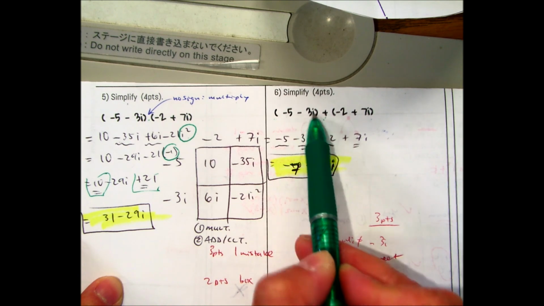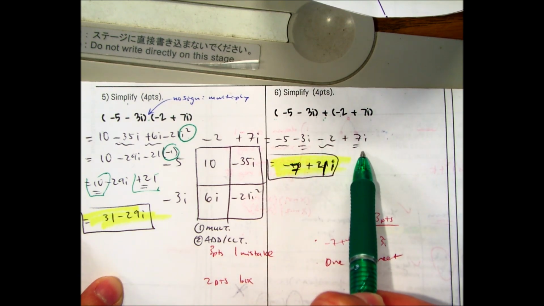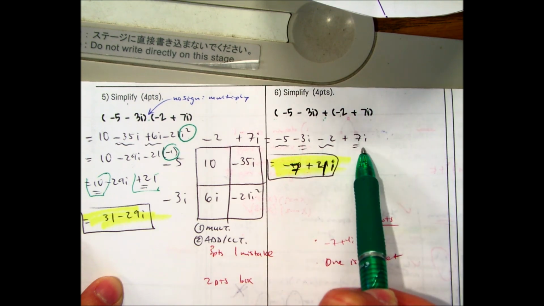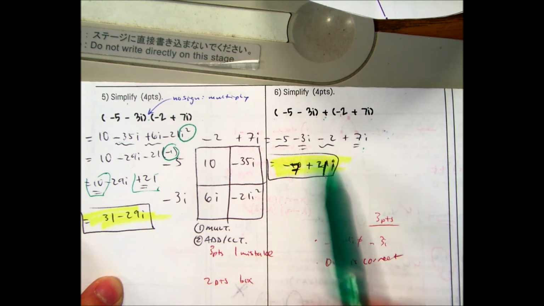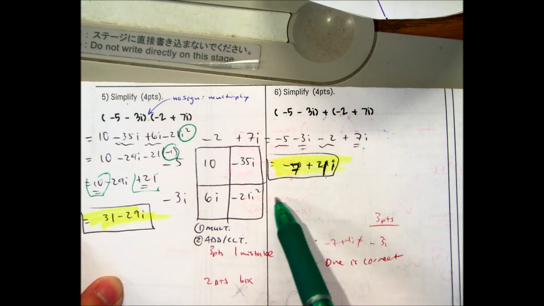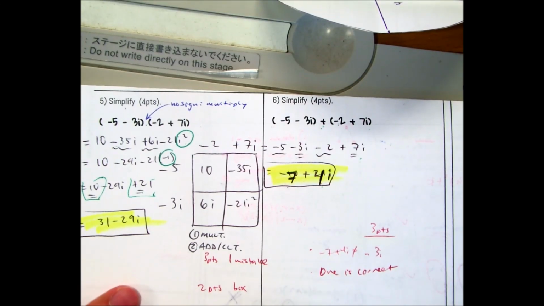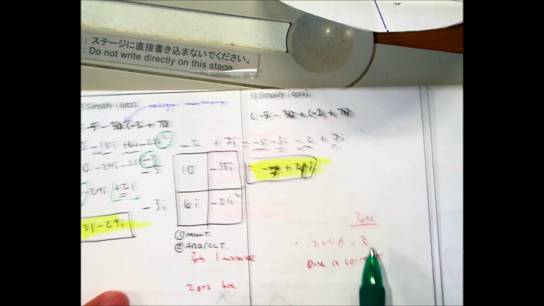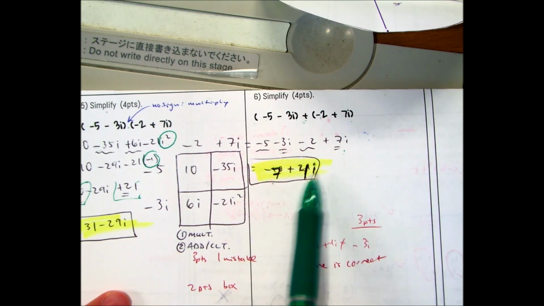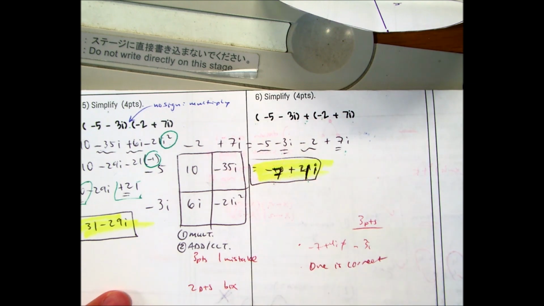So I have negative 5, negative 3i, negative 2, positive 7. Just combine like terms. That becomes a positive 4i, and negative 5 minus 2 gives me negative 7. It's okay to write 4i minus 7. This is the preferred way. I gave you guys partial credit, 3 points if you missed one. For example, if you got negative 7, maybe you wrote minus 10i, then I marked that part incorrect.